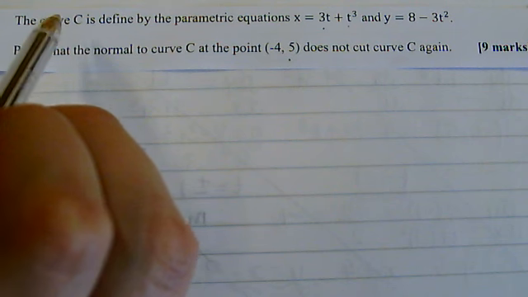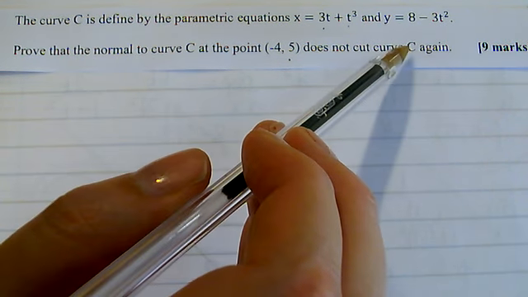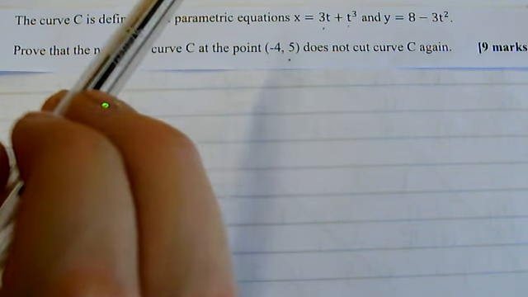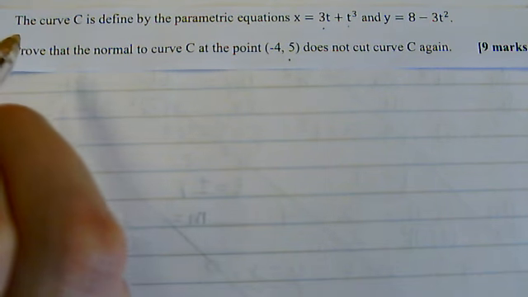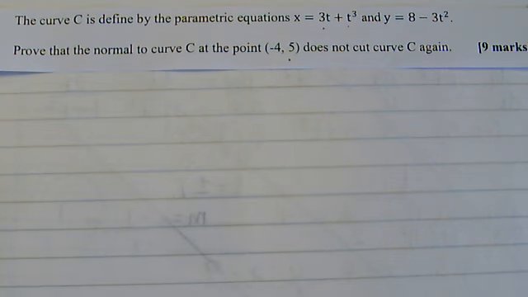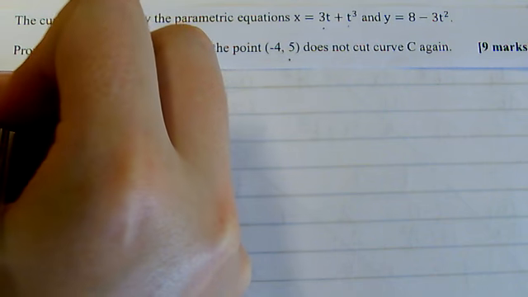Then we want to talk about whether or not it cuts the curve again. So we're talking about where these two lines intersect. So I want to do some kind of simultaneous equation and find out that it only touches here. So let's have a go, first of all, just finding the normal, so differentiating like we have been doing.